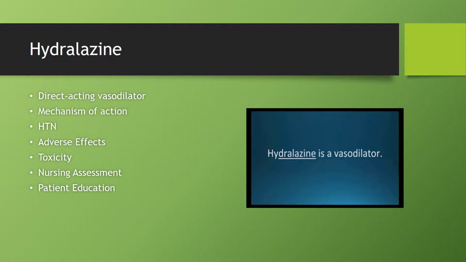Hydralazine is a direct-acting vasodilator. It is useful as an antihypertensive drug because of its ability to directly cause peripheral vasodilation, which results in decreased systemic vascular resistance. Hydralazine works primarily through arteriolar vasodilation. It is useful to treat hypertension, either alone or with other antihypertensives.